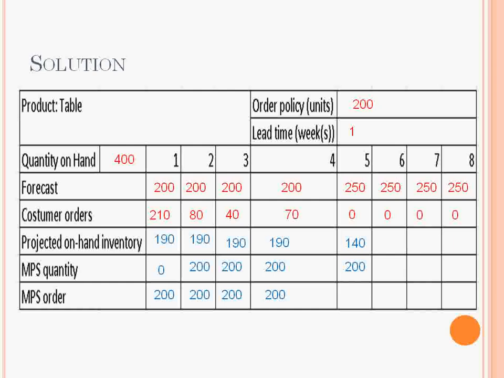Forecasted demand is 250 for the 6th week. We have to make an order for one series again. 200 tables arrive by the beginning of the 6th week. We have 140 from the previous period. It is 340 at the beginning of the week. If we sell 250, on-hand inventory reduces to 90.